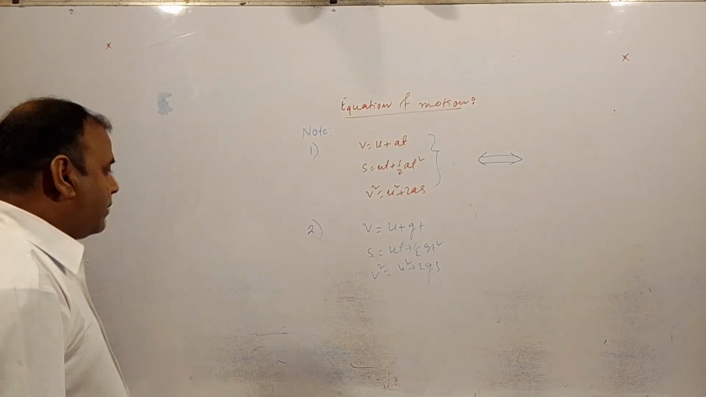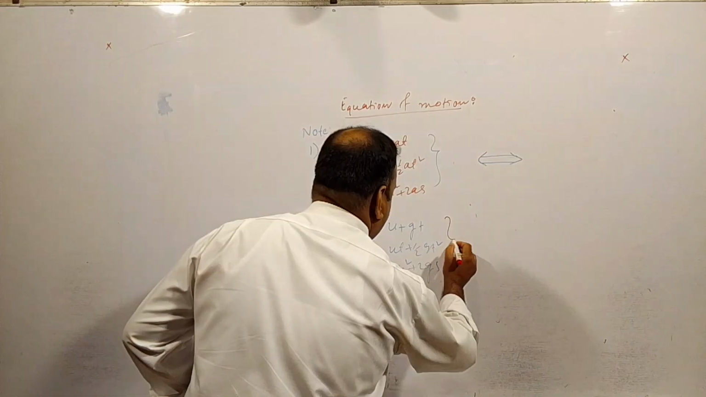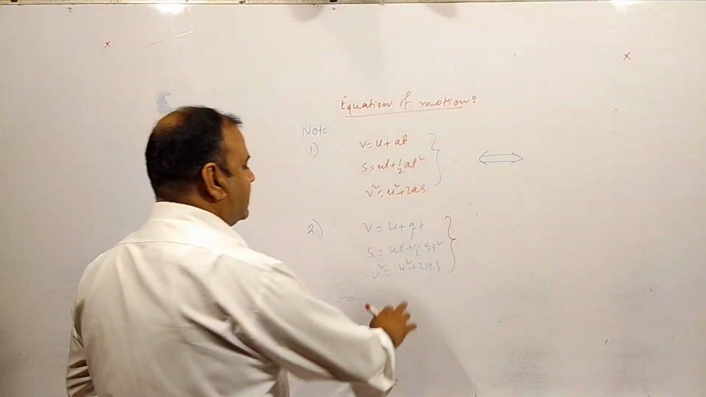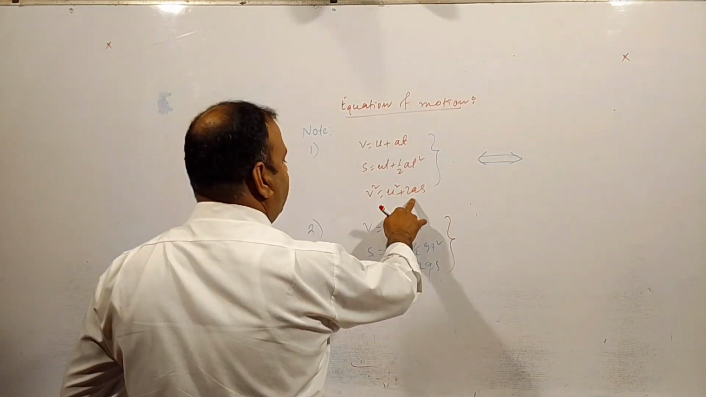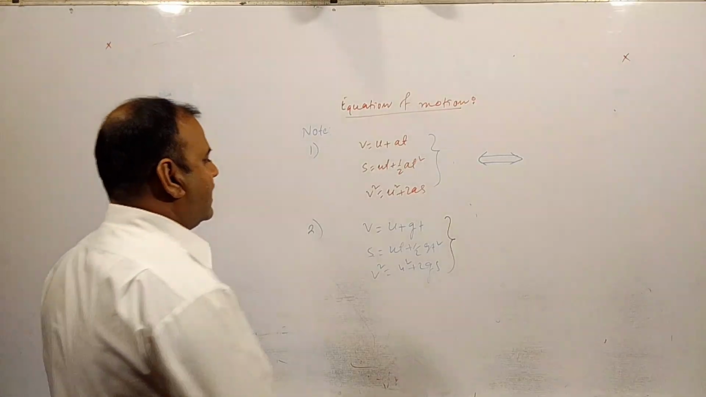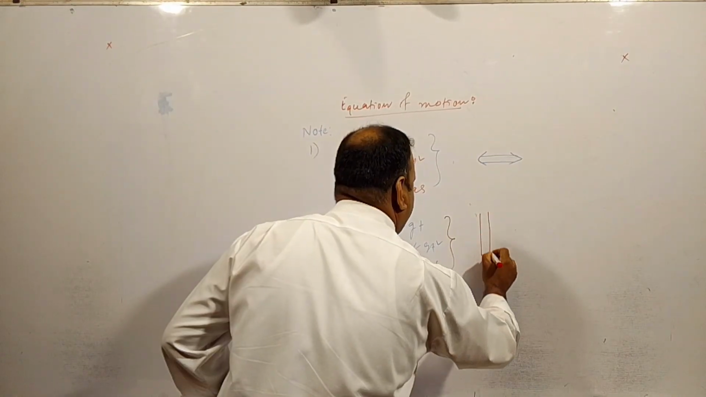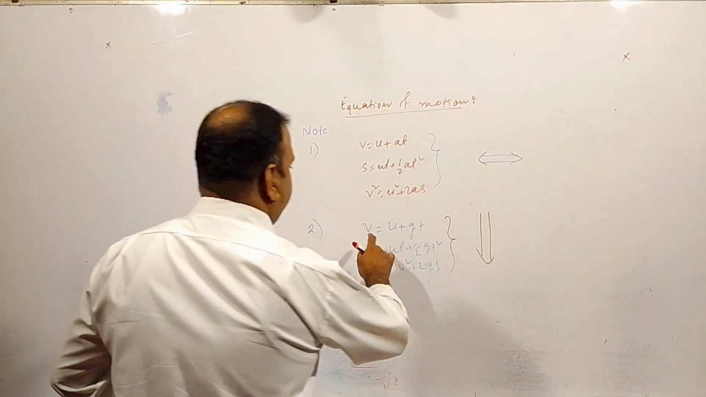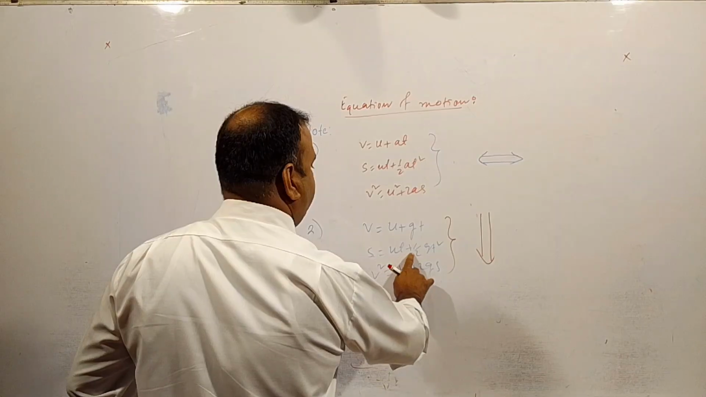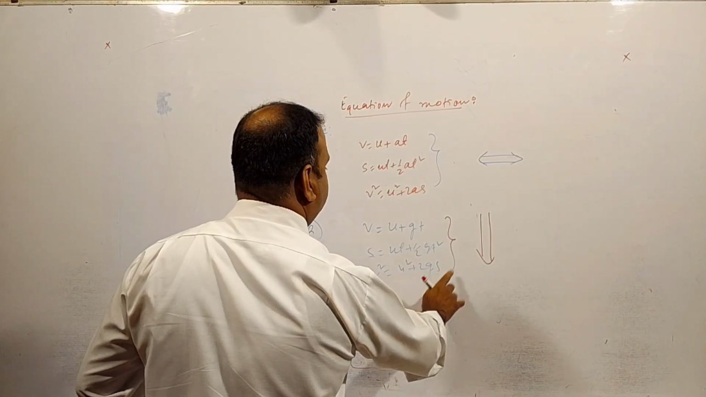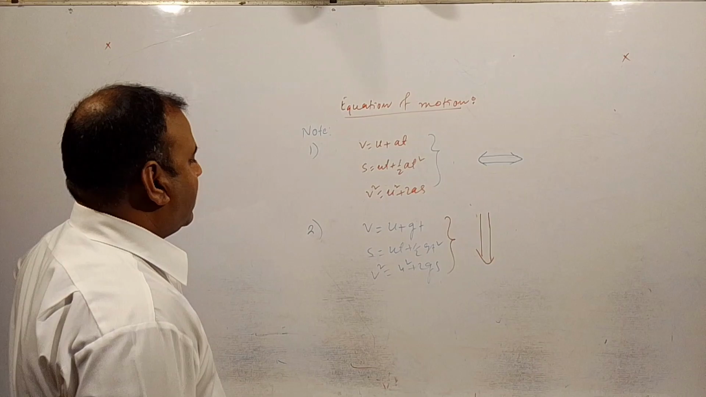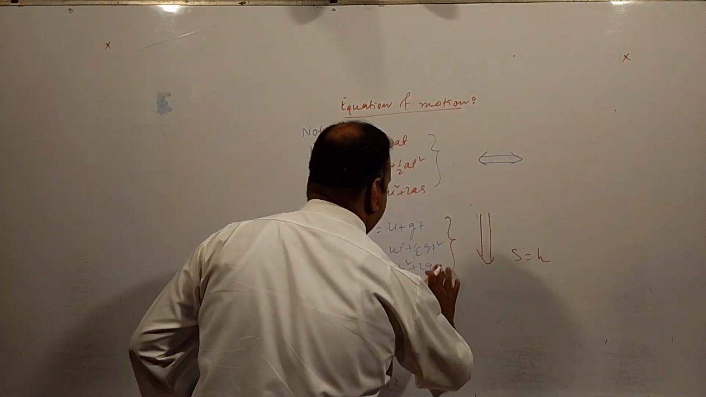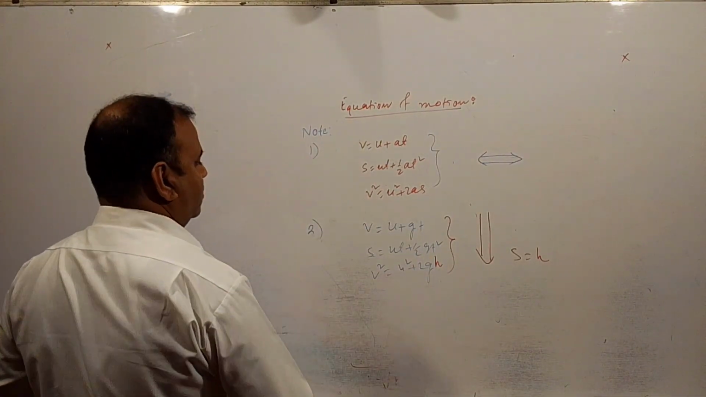So in this case, you remember these 3 formulas, instead of A I have written g. g means acceleration due to gravity. And here the normal acceleration, this is the acceleration due to gravity. That means this formula is valid when any particle is coming vertically downward. Then we can say V is equal to U plus gT, S is equal to UT plus half gT square, V square is equal to U square plus 2gS. One thing you remember, when we are talking about height, instead of S we can write H.